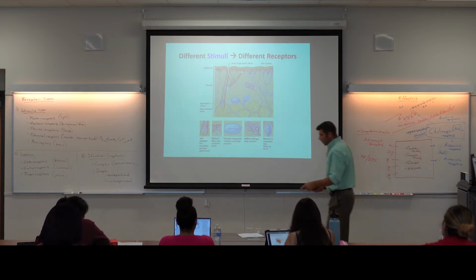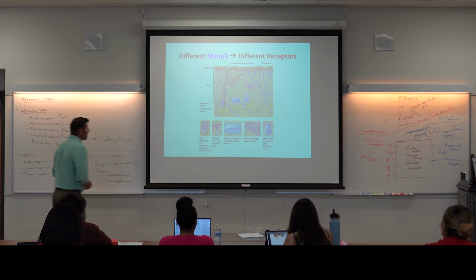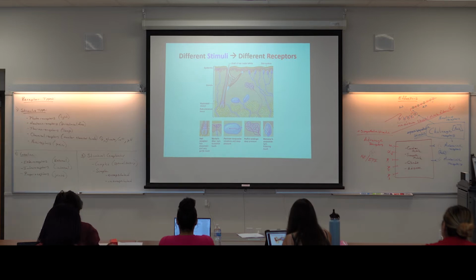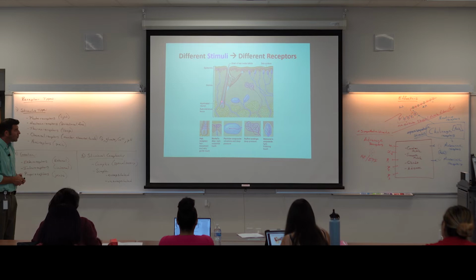I said we would look at different receptor types, and like we said, different stimuli are going to be picked up by different types of receptors. And we can see in the picture some of these receptors are unencapsulated, like that root hair nerve plexus. We've got a free nerve ending that's unencapsulated versus the Meissner corpuscles or these Pacinian corpuscles, which are encapsulated by some layers of connective tissue.